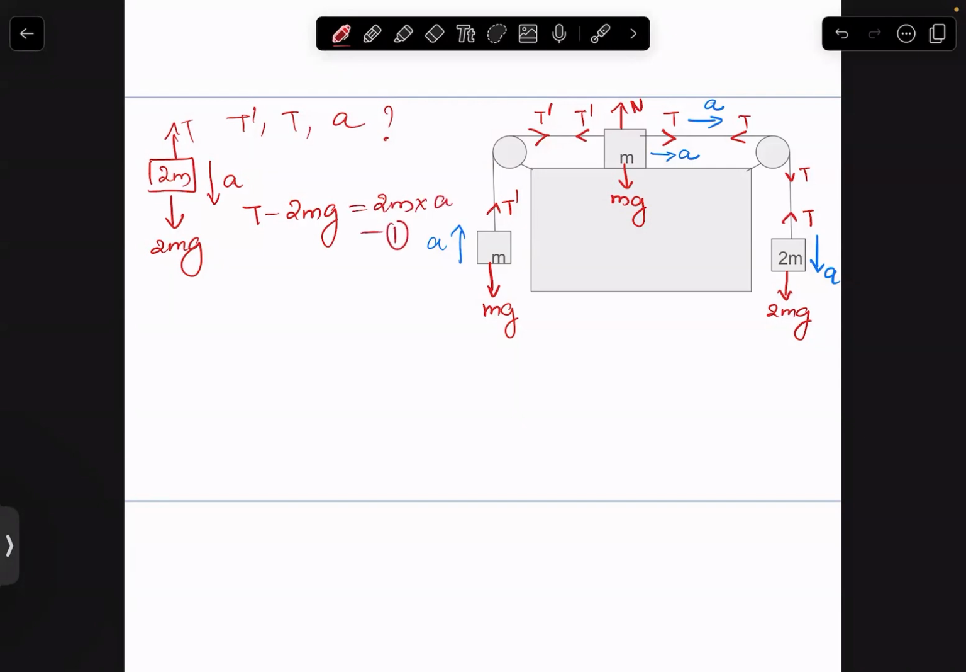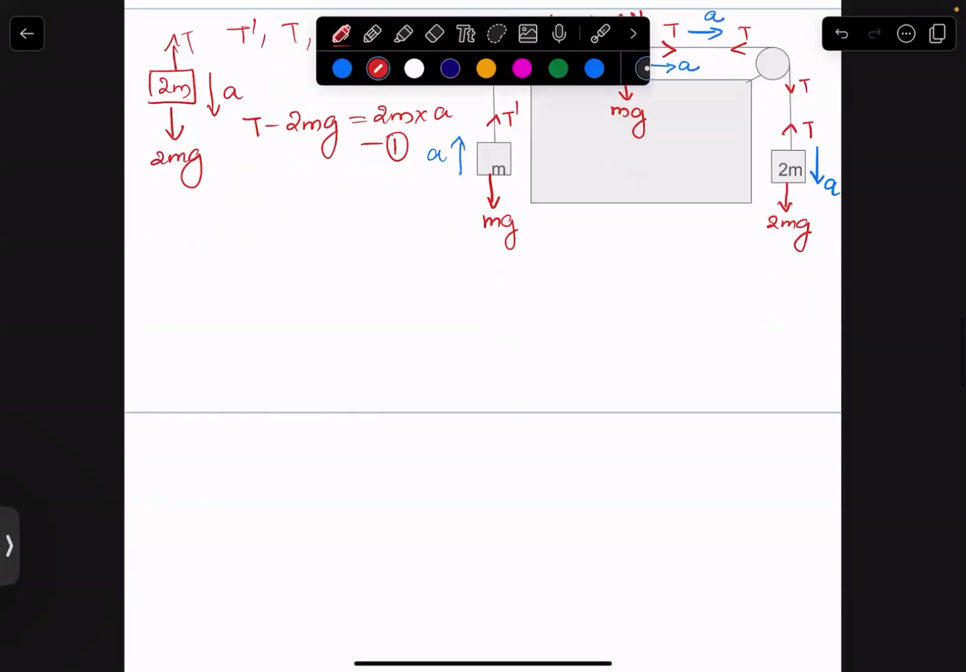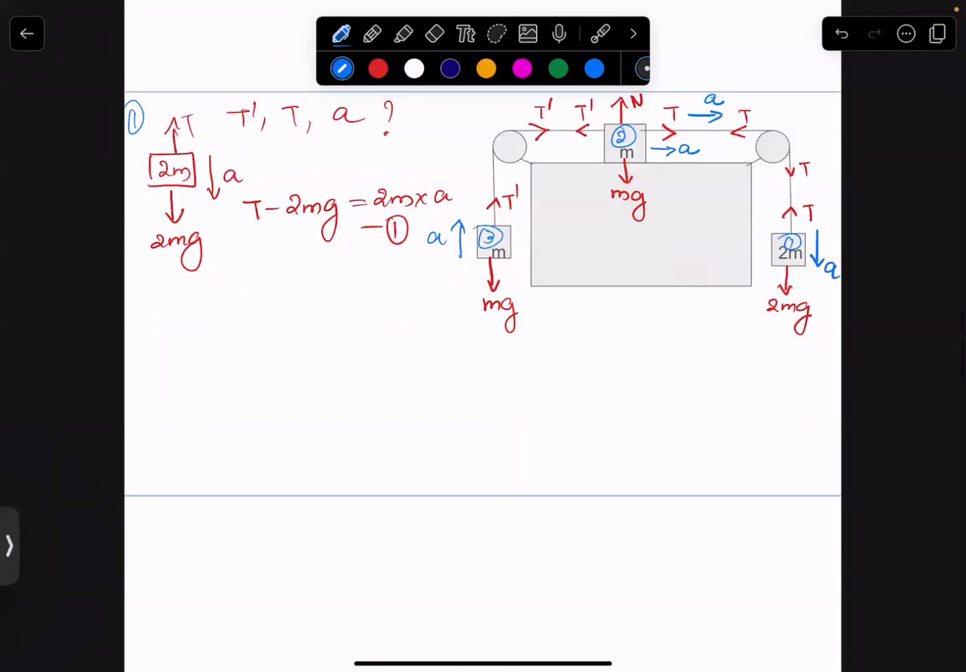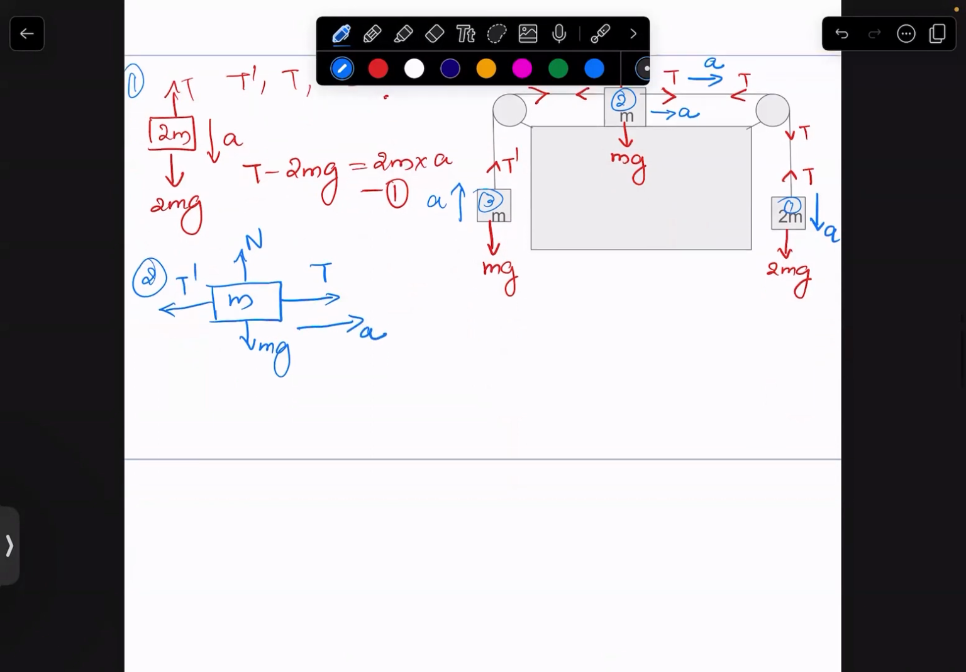That is equation 1. Then you have another block. This is the first block over here, this is the third block, and the second block is this M. So M has mg acting downwards and normal reaction acting upwards. And this tension force T is acting towards the right, and T dash acting towards the left. And the whole system is accelerating towards the right with acceleration A.